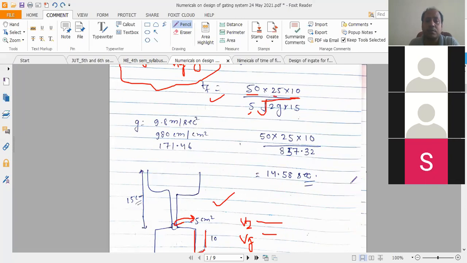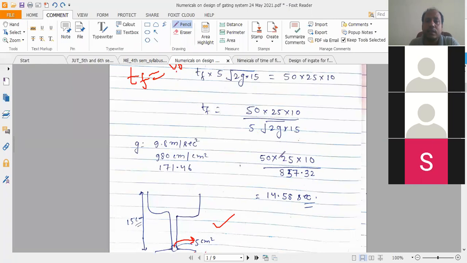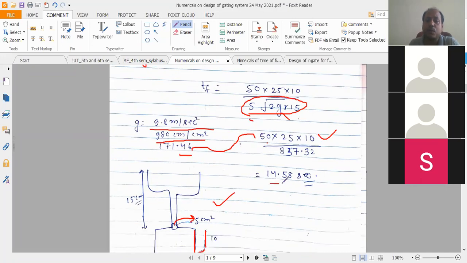If we put all these parameters, volume and the value of g, this is equal to 50 into 25 into 10 divided by 857. The whole thing will be 857.32, and the time required is equal to 14.58 second.